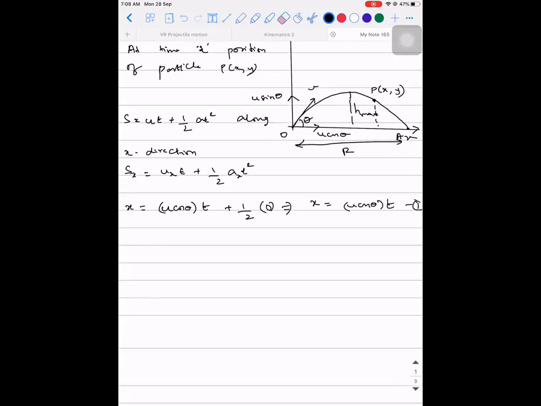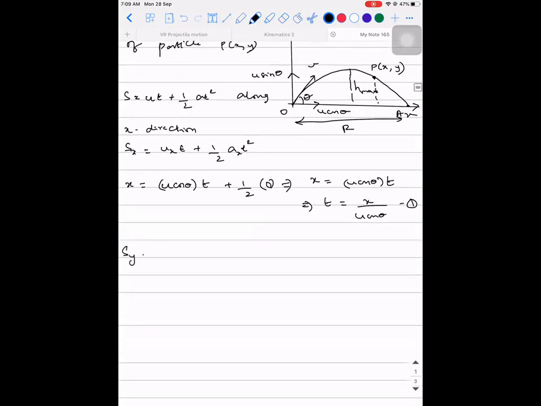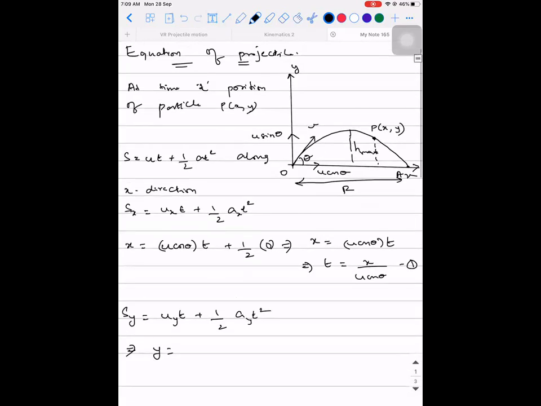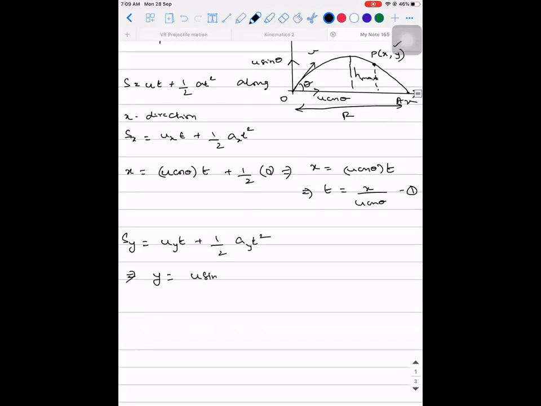From this, can I write t equals x divided by u cos theta. Let this be equation number 1. Similarly, what is the displacement of the particle along the y direction? Sy equals uy into t plus half into ay into t square. The displacement in the y direction is y at time t. So y equals u sin theta into t plus half into the acceleration in the y direction, minus g, into t square, right?